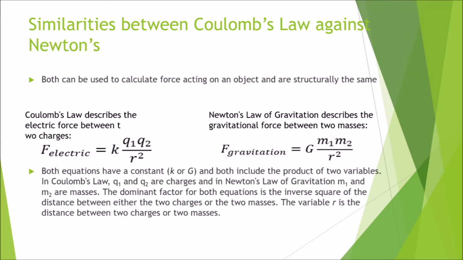The formula would be force of gravitation equals gravity multiplied by mass 1 times mass 2 divided by distance square. Both equations have a constant k or g, and both include the product of two variables. In Coulomb's law, charge 1 and charge 2 are charges, and in Newton's law of gravitation, mass 1 and mass 2 are masses. The dominant factor for both equations is the inverse square of the distance between either the two charges or the two masses. The variable r is the distance between two charges or two masses.